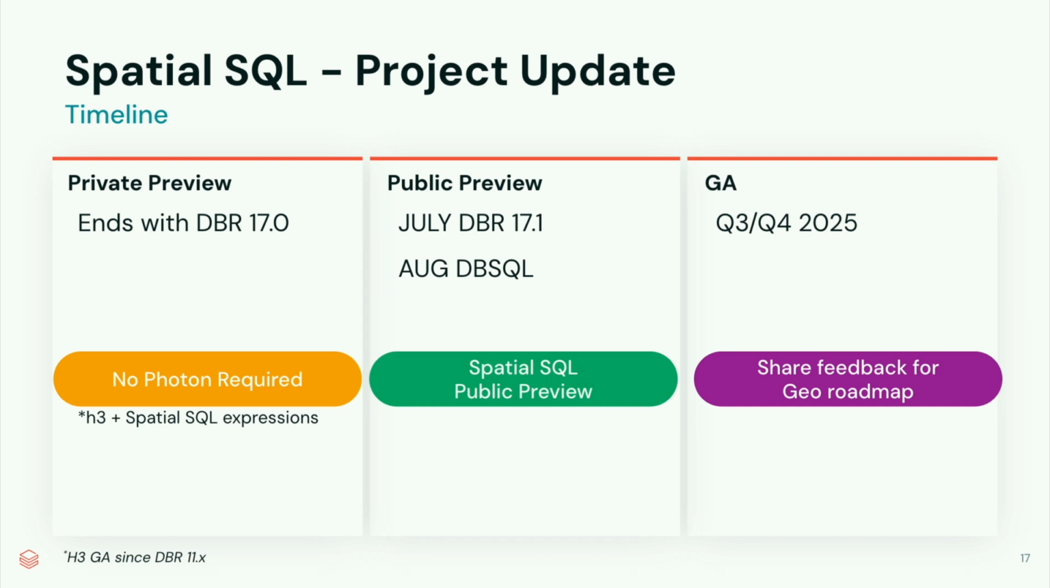One thing to note, in Databricks Runtime 17.0, so for those of you who are using the private preview right now or are using H3, you're no longer required to have Photon enabled on a classic cluster. So all of these expressions are available outside of Photon. So just to make note of that.